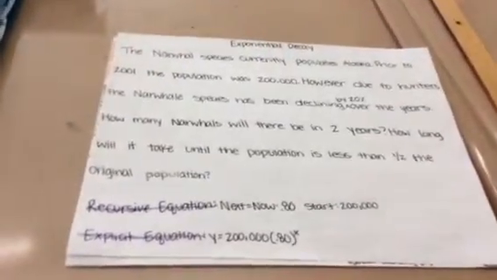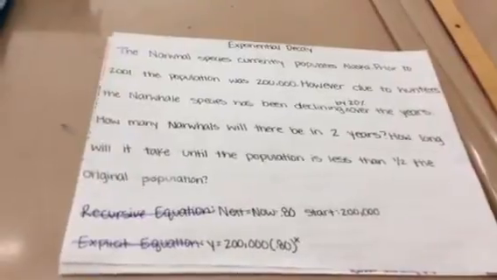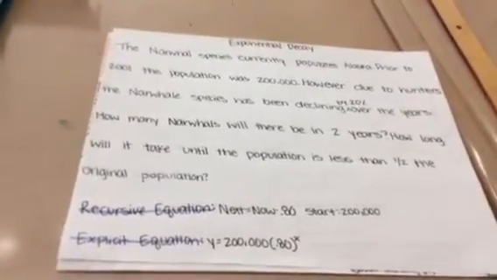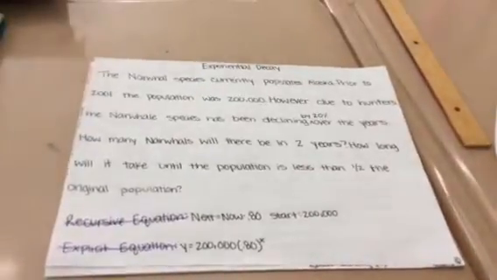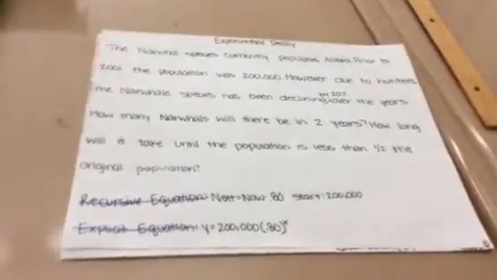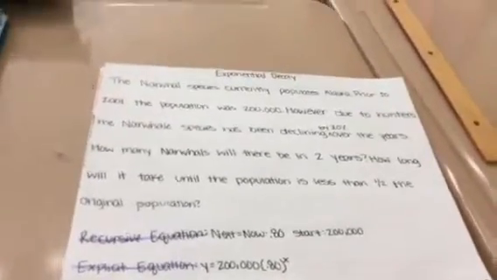200,000 is the initial population value. 0.80 is the number by which the population grows or stays the same each year, and x is the time since 2001.